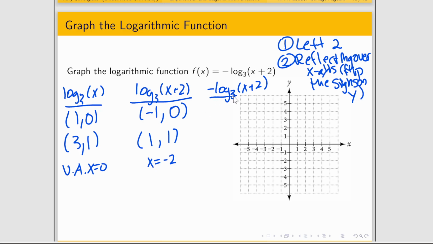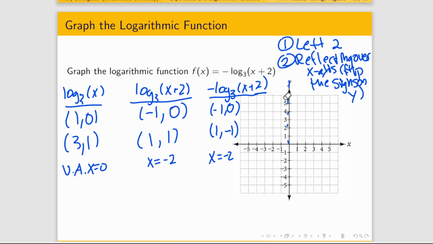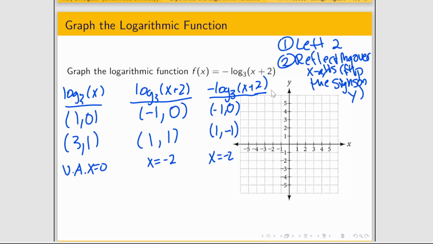Then when we actually do our reflection, we are flipping the sign on those y values. So (-1, 0), well, 0 doesn't have a sign, so that is still at (-1, 0). (1, 1) shifts to (1, -1), because we want to flip the sign on that second one, the one that's corresponding to the y value. And that vertical asymptote does not change. So we end up with a vertical asymptote here at x equals negative 2. So that's exactly where we want to draw our dashed line.